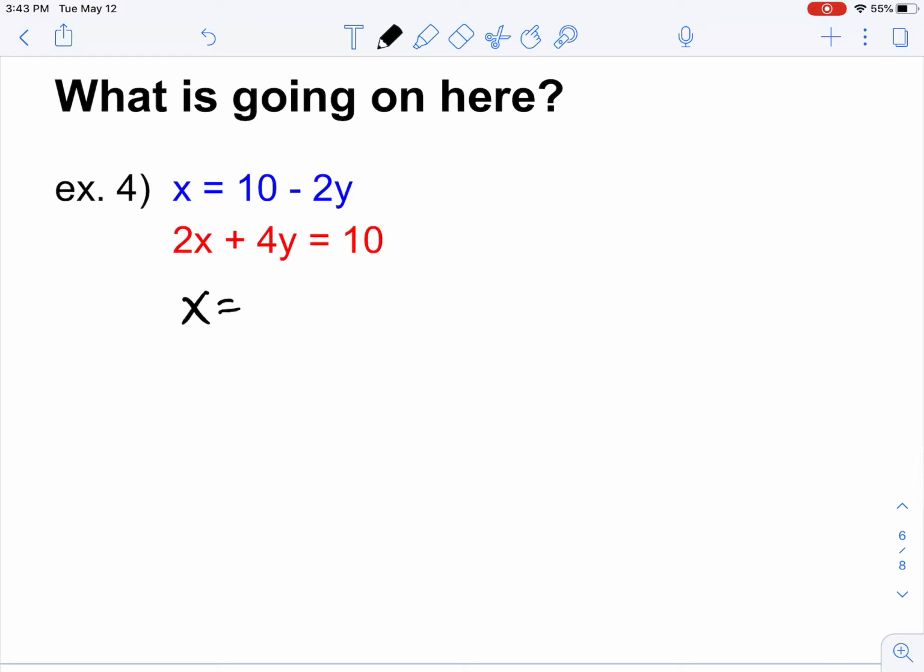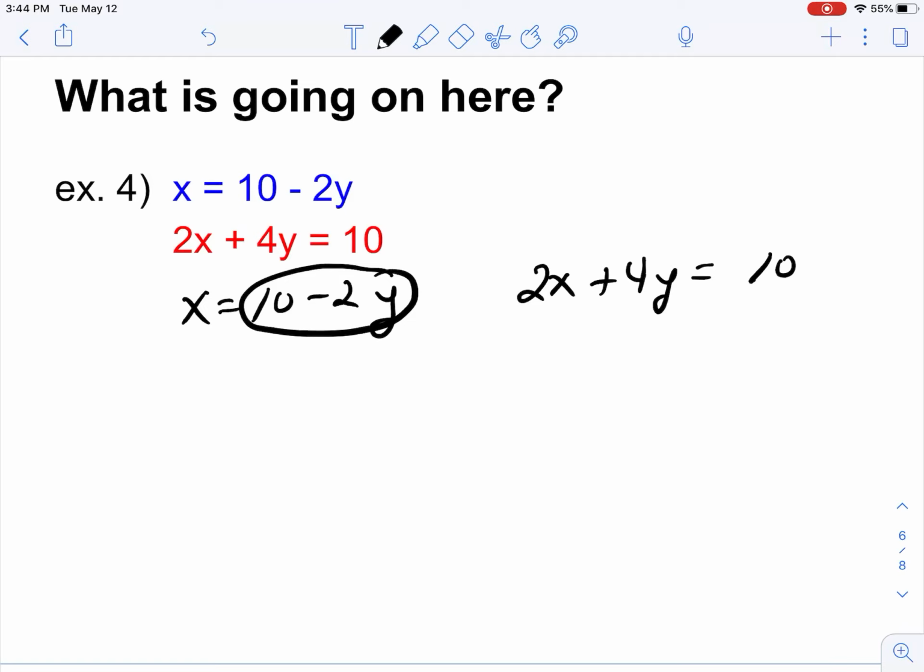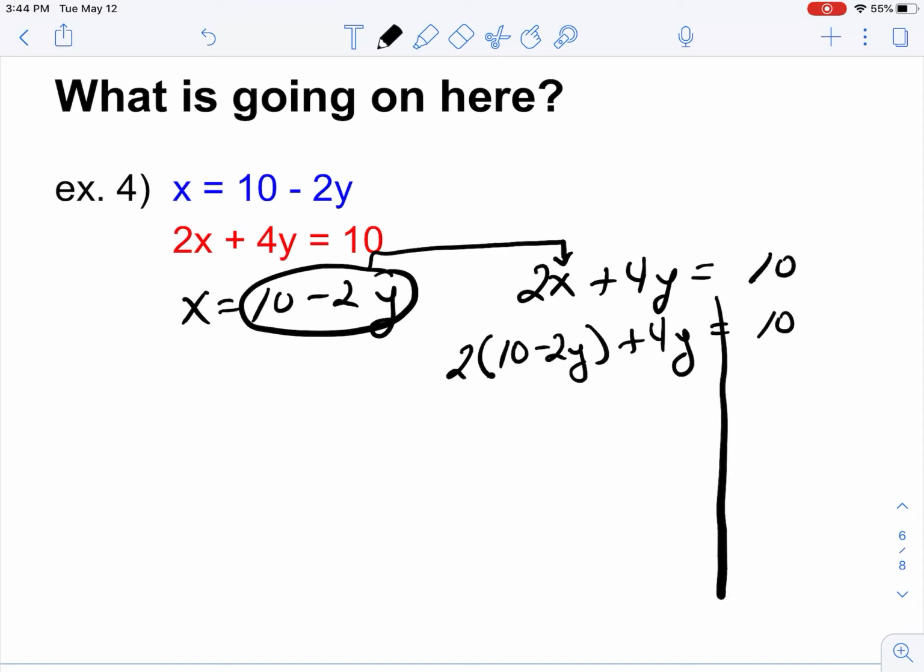Don't forget about other situations you can have. This is just a quick reminder. I think you'll recognize these right away. So here we have the x alone. 10 minus 2y is what x is equal to. We bring that to the other equation. Plug it in here. There's a 2 in front, so it's going to be 2 times the x quantity. So 2 times (10 minus 2y) plus 4y equals 10. Distribute the 2. 2 times 10 is 20. 2 times negative 2y is negative 4y, plus 4y equals 10.